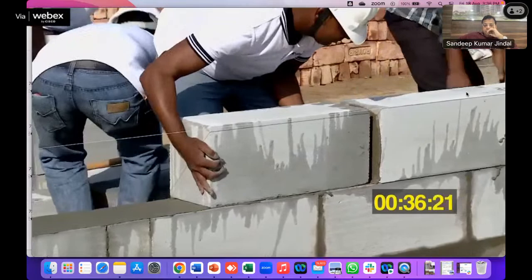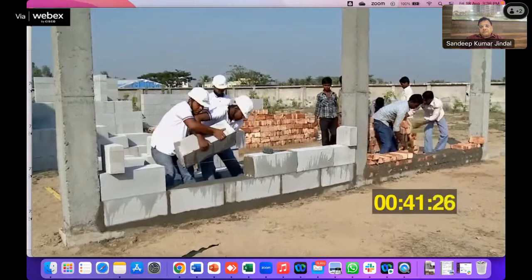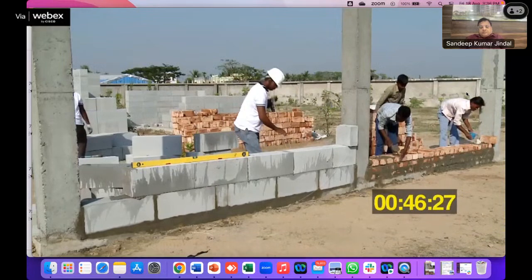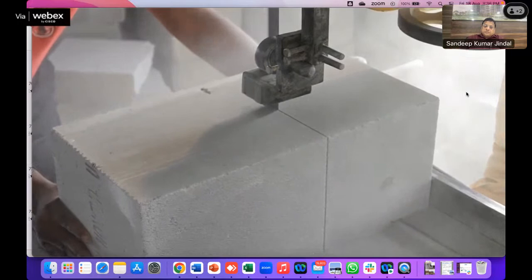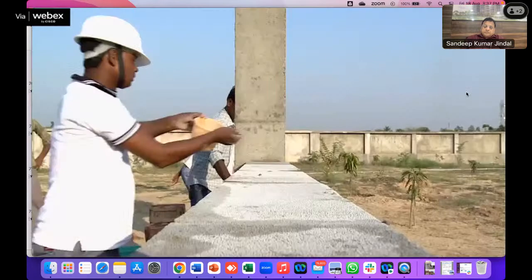Walls with AAC blocks can be built much more rapidly than red clay bricks because they are easier to handle due to their light weight, despite the large dimension. A mortar level is used to ensure that the wall is horizontally straight. Another gain of AAC blocks is that they do not require curing as required for red clay bricks. Just a sprinkle of water is required before applying the thin layer of mortar.